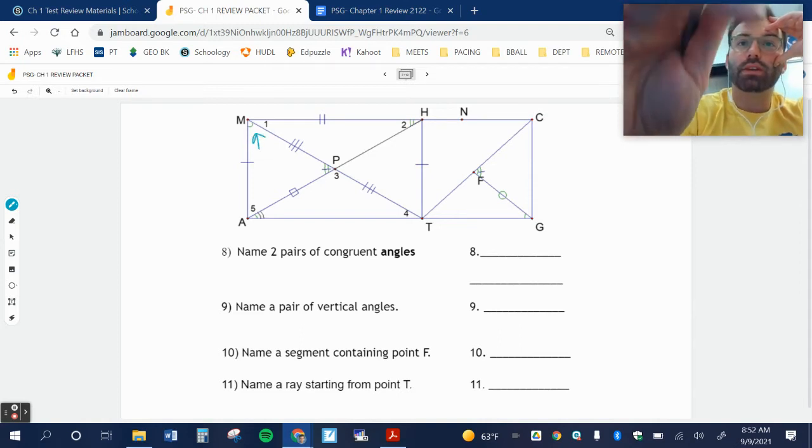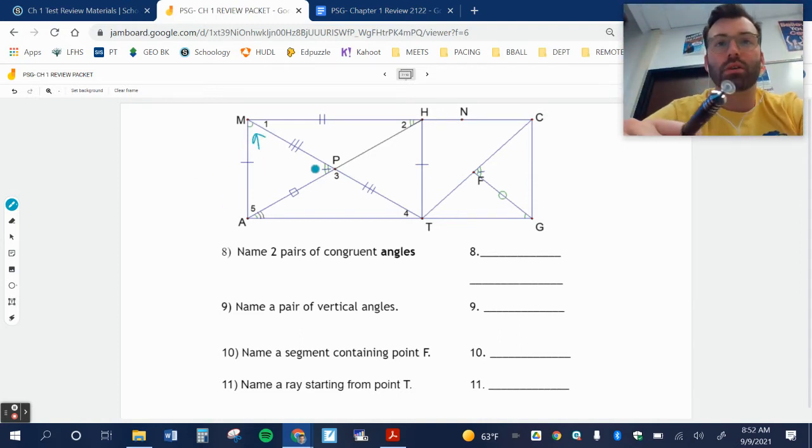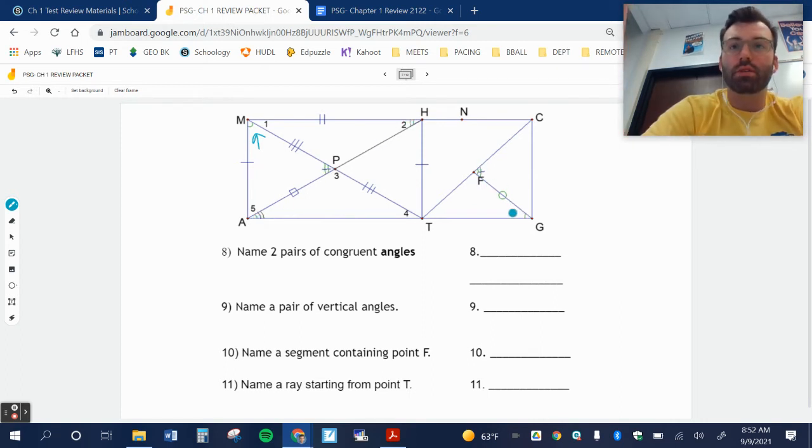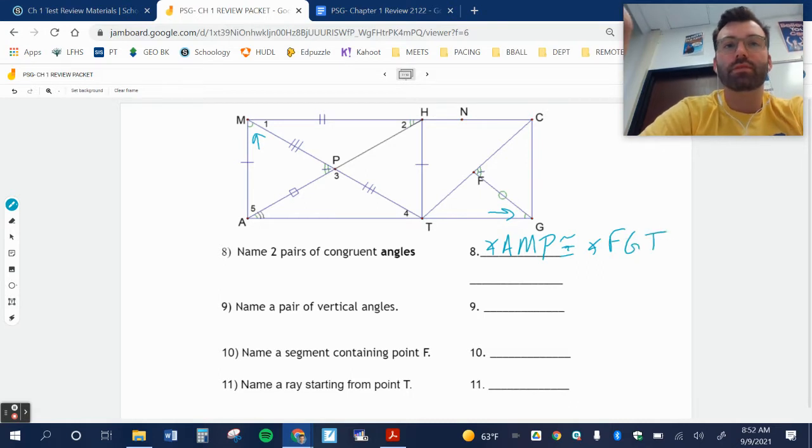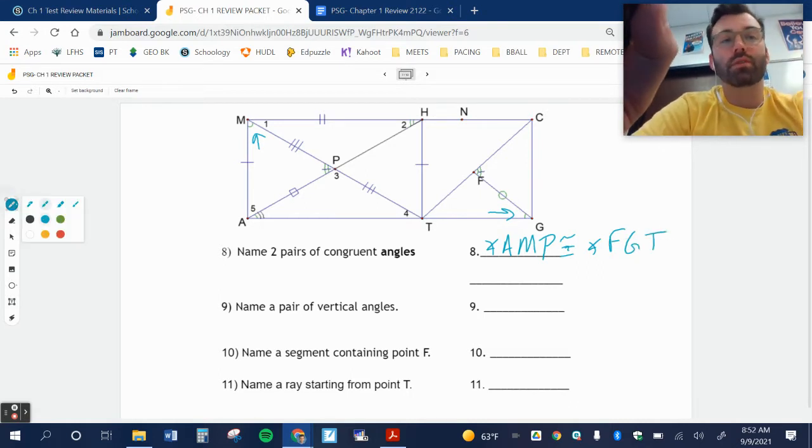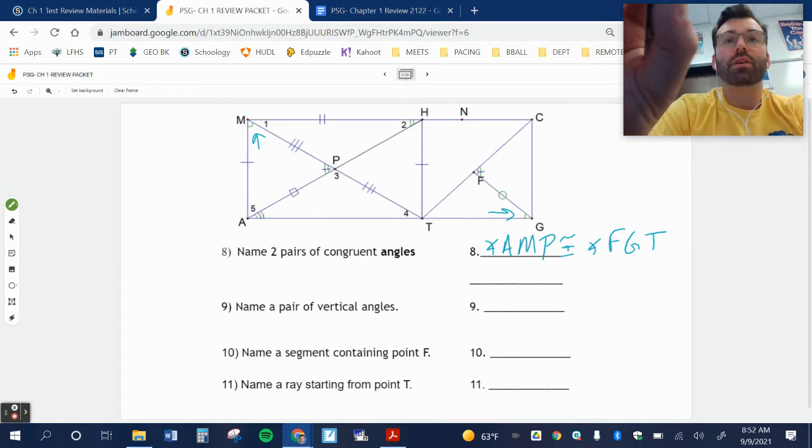So I have one tick mark here. Is there another angle with one tick mark? This has 2 and a slash. This has 2. This has 3. 2 and a slash. Oh, there's another one with 1. So that means angle AMP is congruent to angle FGT. So let's keep going. That's one pair.